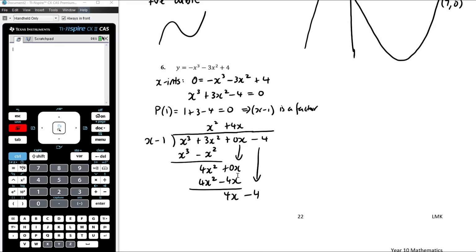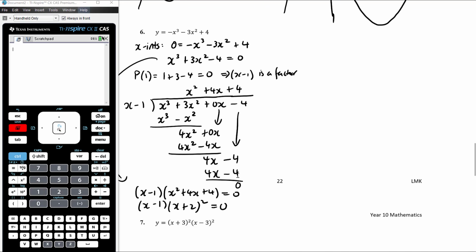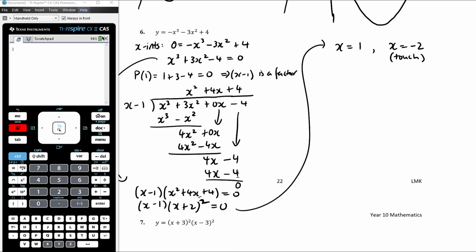And then we bring down our next term and we repeat. What do we have to multiply x by to get 4x? Well, that's plus 4. 4 times x minus 1 is 4x minus 4. Good. That's what we expected. So now we know that our equation is x minus 1 times x squared plus 4x plus 4, and that is x minus 1 times x plus 2 all squared. From here we know that our x-intercepts are going to be x equals 1 and x equals negative 2, and at negative 2 we're going to get a touch or a bounce because it's a squared factor. This one will just be a cut because it's a linear factor.